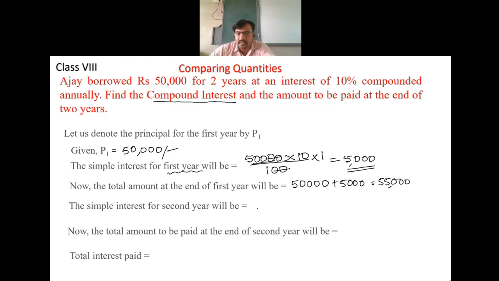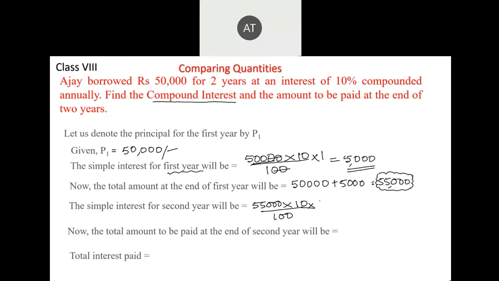The simple interest for the second year: to find it, you have to consider 55,000 as the principal, into 10 divided by 100. That gives 5,500. Should I write into 2 years? No, one year, because we are calculating for one year. So 5,500 is the interest for the second year.